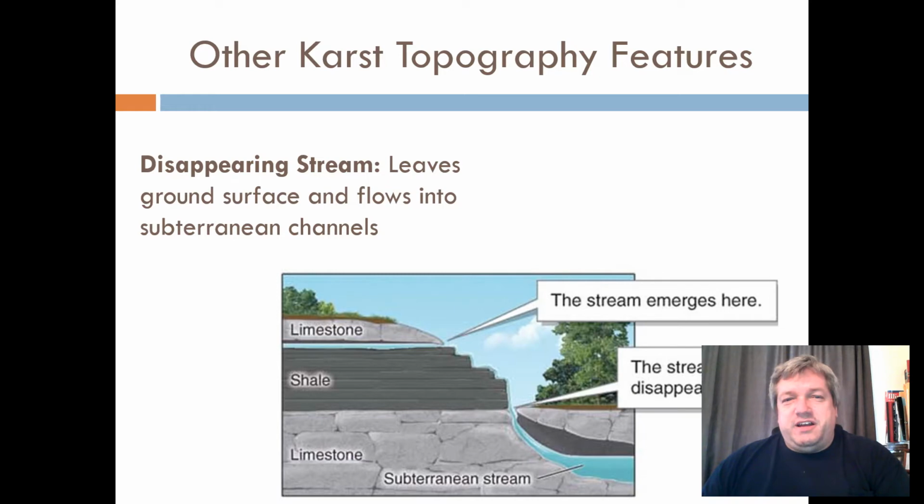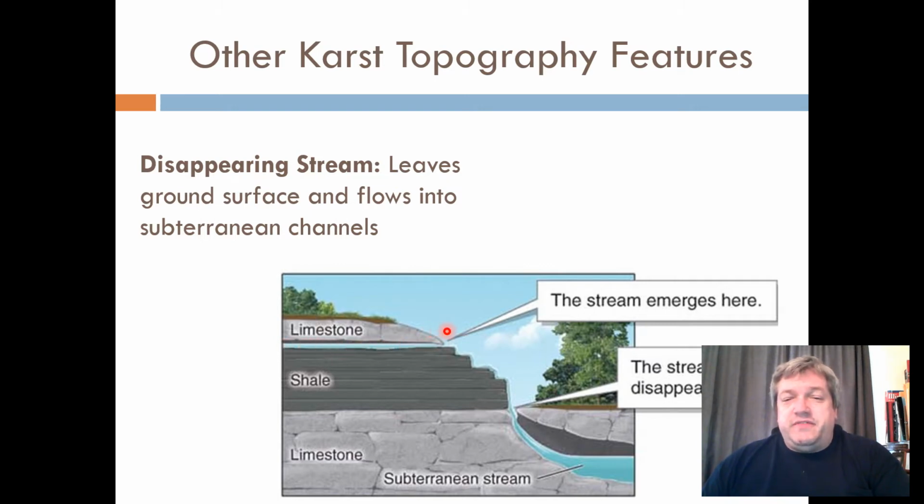Another one that's really bizarre is the disappearing stream. So oftentimes you'll have these layers of maybe limestone, which is water soluble, right? And then shale, which does not wear away very well, and limestone. So limestone, shale, limestone, different levels of rock. So here you have a limestone top layer, and all the groundwater soaks into it. But when it hits the shale, shale doesn't dissolve. So it just sits there and flows over it.